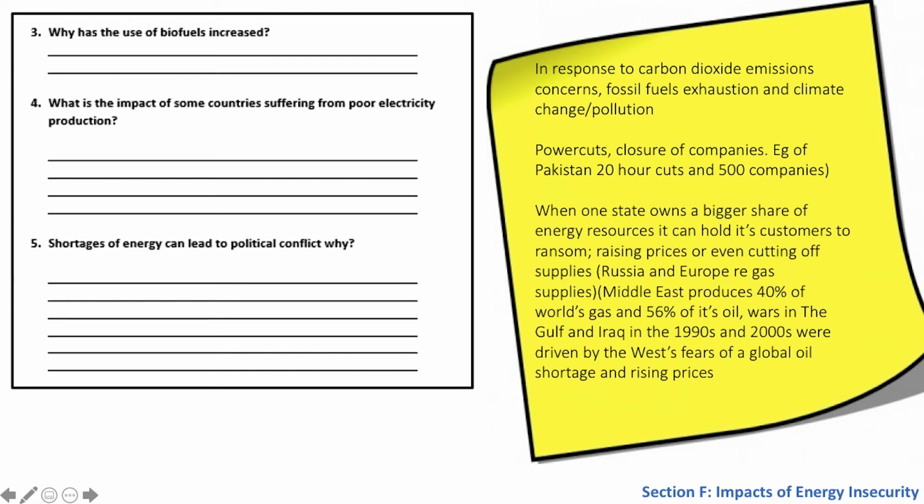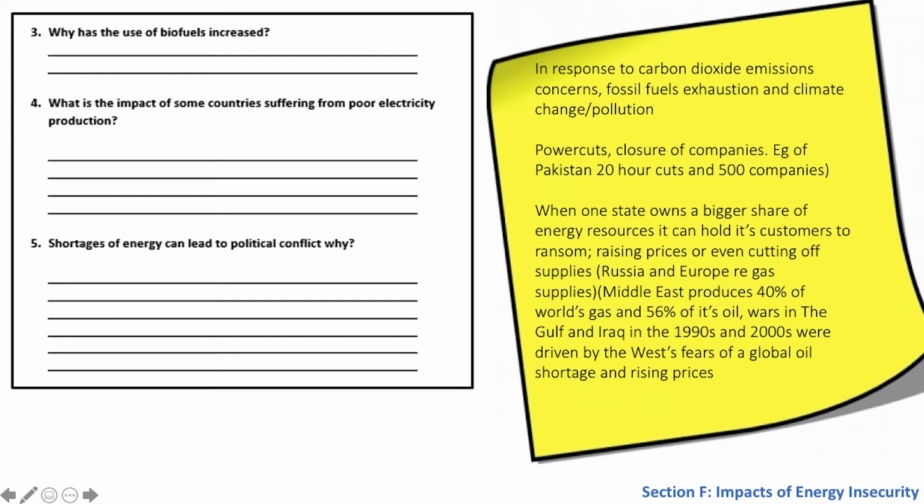When one state owns a bigger share of energy resources, it can hold its customers to ransom, it can raise its prices, or even cut off supplies. Russia and Europe, regarding gas supplies, this can happen. It says here about the Middle East produces 40% of the world's gas and 56% of its oil. So wars in the Gulf and Iraq in the 1990s and 2000s were driven by the West's fears of a global oil shortage and rising prices.